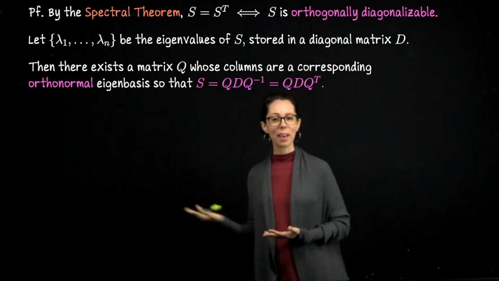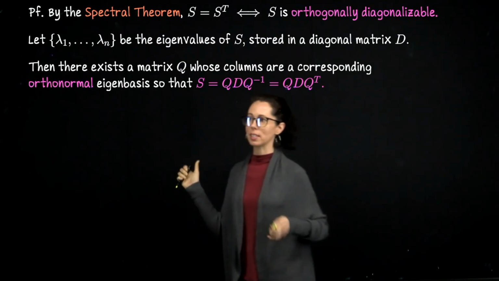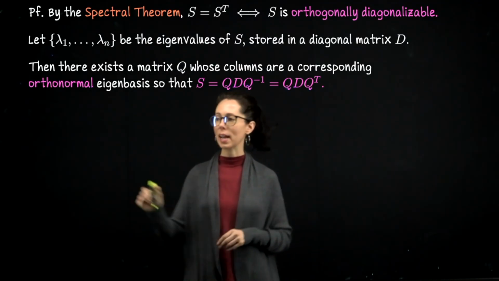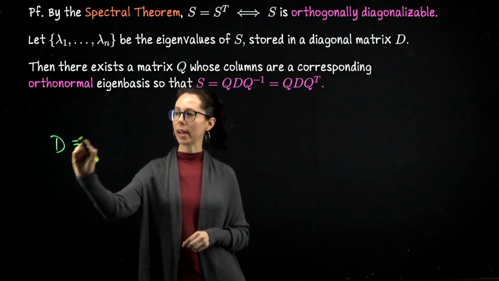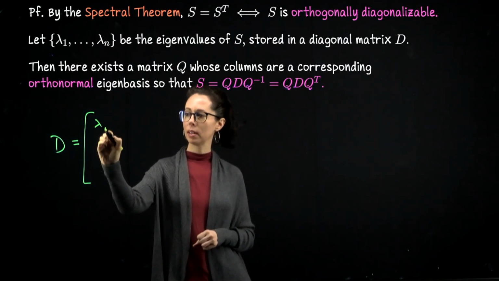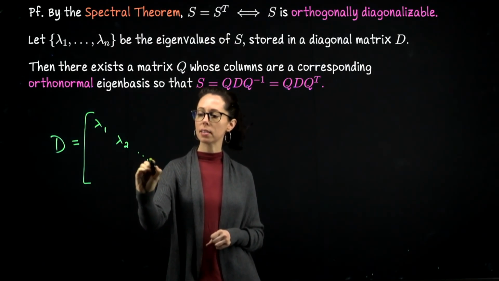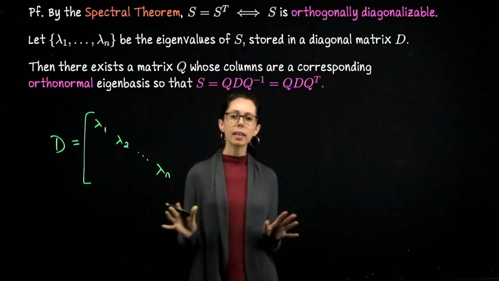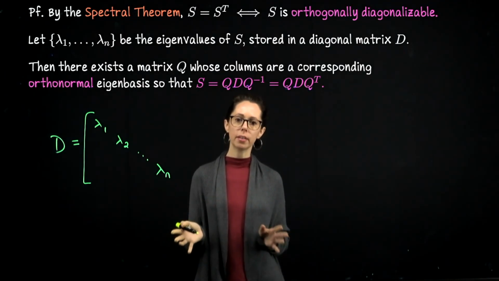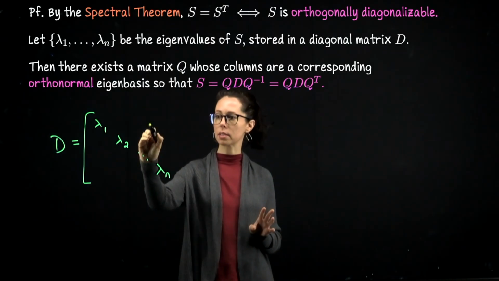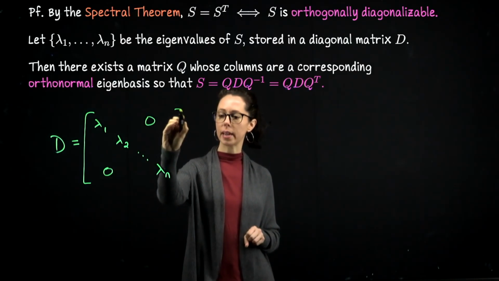All right, so we already had the special statement that a symmetric matrix has real eigenvalues. Let me organize those eigenvalues in a diagonal matrix D so that the main diagonal consists of the eigenvalues, which are not necessarily distinct, and some of them could be zero, but they are not complex. They're all real numbers, and then it's zero off this main diagonal.